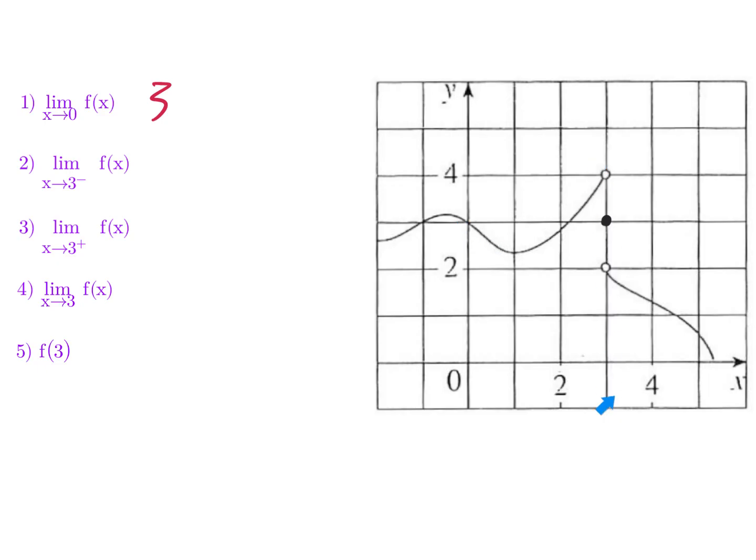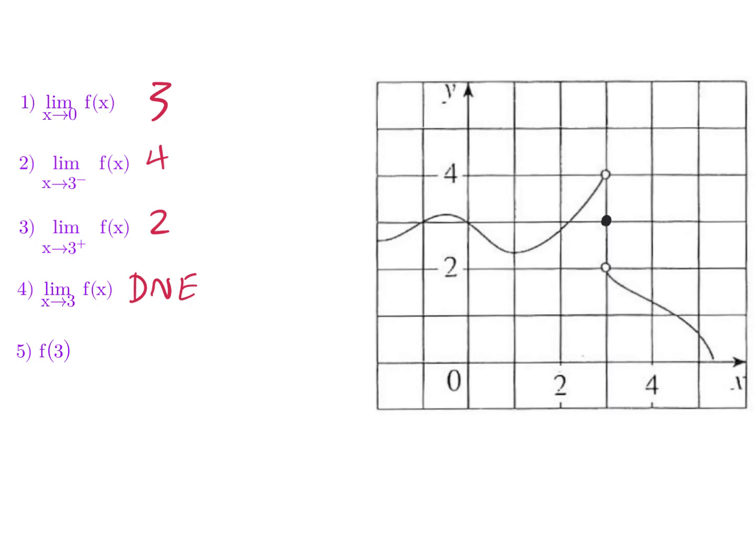Now, we see a split here at x equals 3, which is why you see this stuff going on. So as I approach 3 from the left, this way, where's it going? It's going to 4. As I approach 3 from the right, where is it going? 2. Do they go to the same place, the left-hand limit and the right-hand limit? No. They do not. So then the limit as x approaches 3 of the function does not exist because they don't go to the same place. The left-hand limit and the right-hand limit are different.